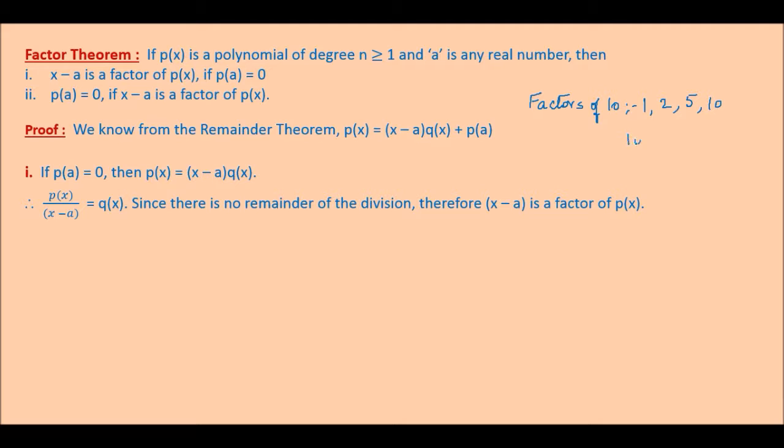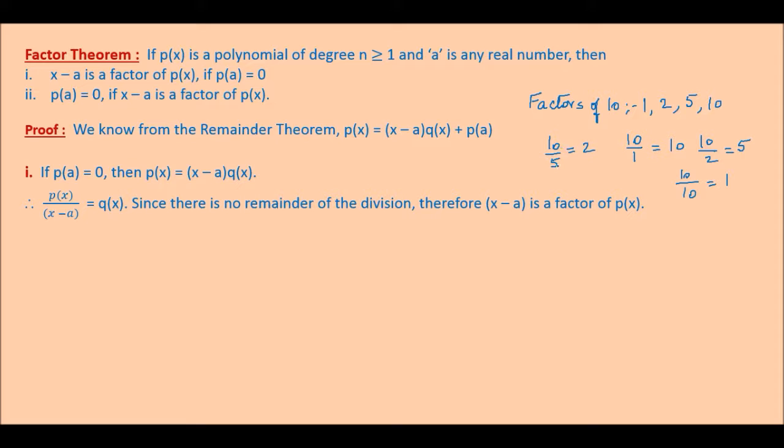Because if we divide 10 by 1, we get the quotient as 10 and we do not have any remainder. 10 by 2 gives the quotient as 5, no remainder. Similarly, 10 over 5, quotient is 2, no remainder. And 10 over 10 is a perfect 1 and again no remainder.